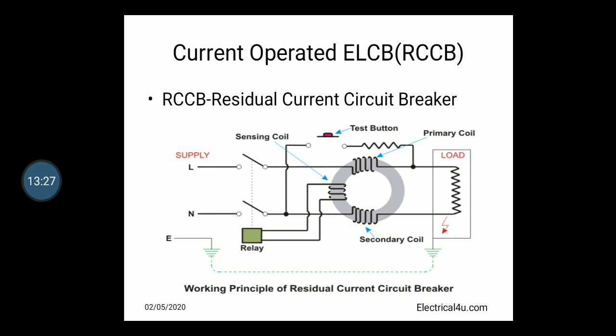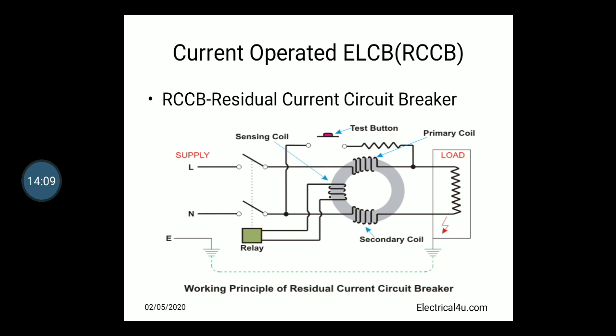Now what happens if the current entered and the current left are not equal? The MMF created by the primary coil and the MMF created by the secondary coil will also not be equal. Obviously they are in opposite directions, but their magnitudes will not be equal. It might be that IL is more than IN, so the MMF created by the primary coil is more than that created by the secondary coil. If they are not equal in magnitude, some amount of MMF is present in the magnetic core, and because of this MMF, current starts to flow through the sensing coil or trip coil, and the relay will operate.